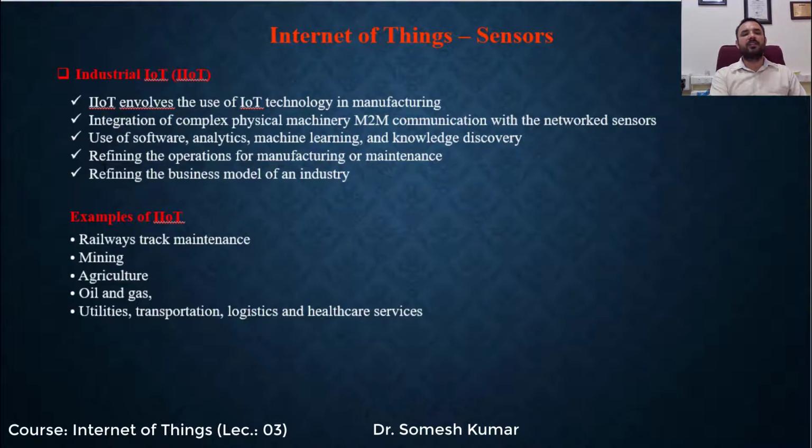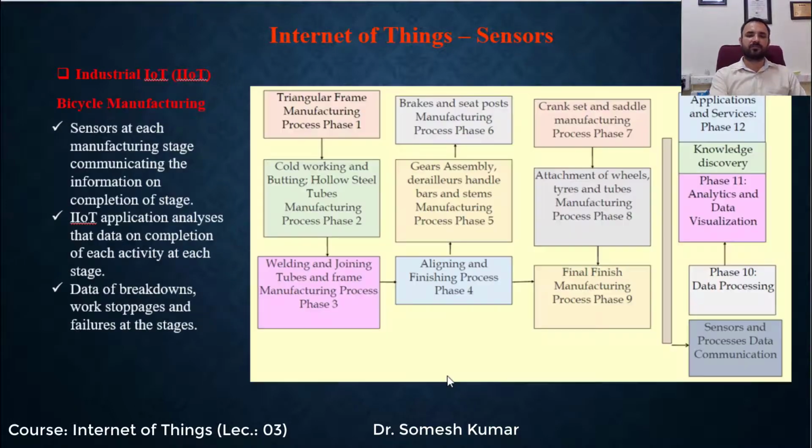So basically in the industrial IoT there is a refining of the operation by using the sensors, and also the refining of business models of an industry can be done with the help of these sensors. Fine. So the examples of industrial IoT are railway track maintenance, mining, agriculture, oil and gas sector, transportation, logistics, healthcare services. In all these services the sensors can be used.